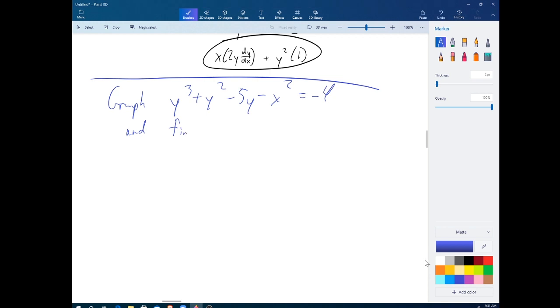Is that a -4 or a negative y? -4. Very good question. Am I looking for the whole? Yes, I'm looking for the whole equation.